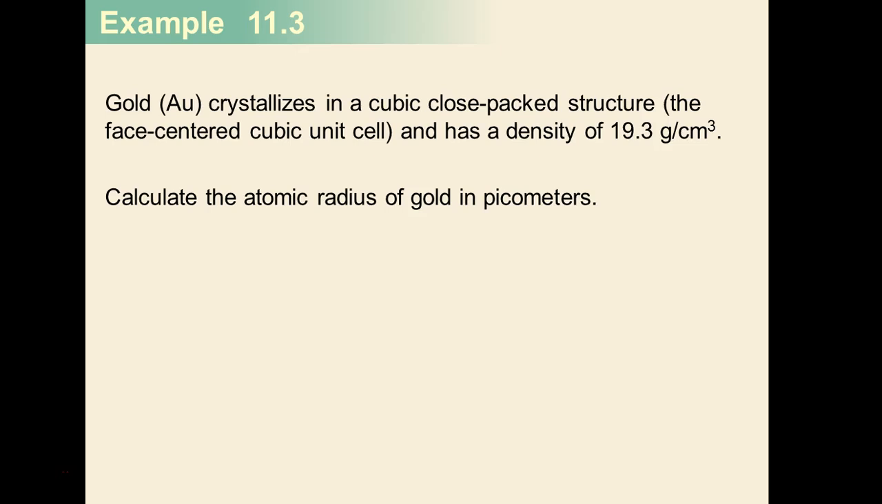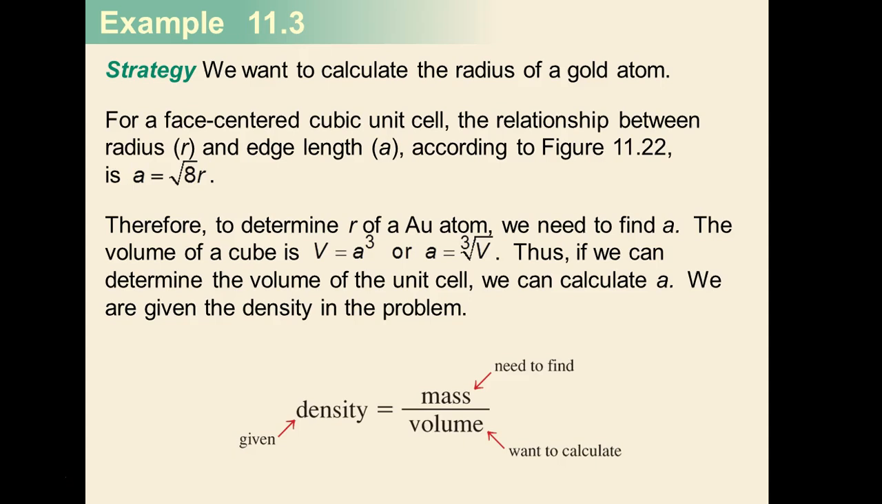So let's do a problem with this. Let's talk about gold crystallized in a cubic closed pack structure. Okay? So, the face-centered cubic unit cell. And we say it has a density of 19.3 grams per cubic centimeter. And then I say, calculate the atomic radius of gold in picometers. Where would we start? Okay. We want to calculate the radius of the gold atom.